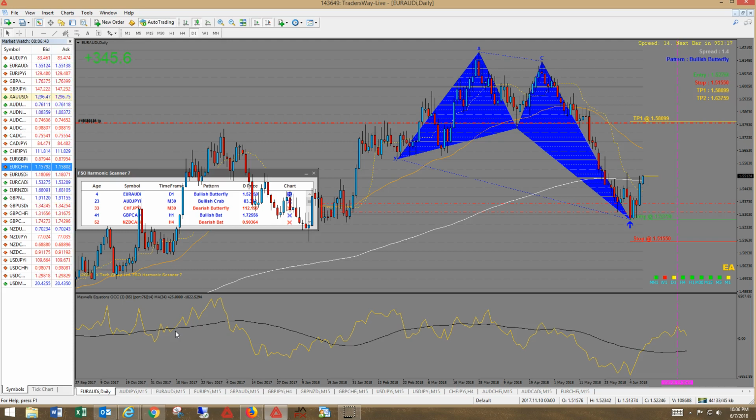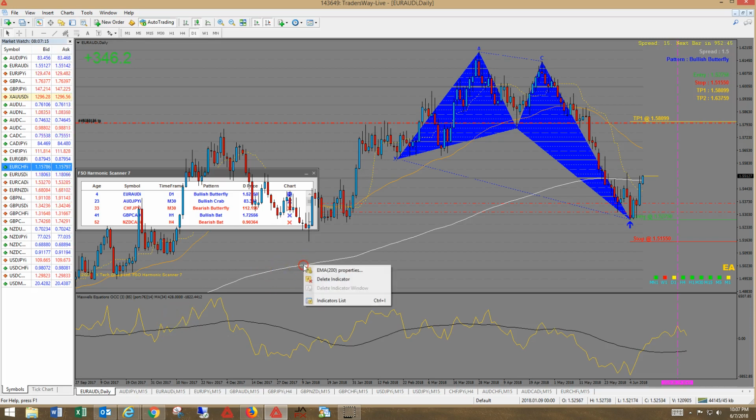Now, it was just brought to my attention, I think a few days ago, that there was an update. So I just got a hold of the updated version, the FSO Harmonic Scanner 7. And I have it pulled up right now on my screen so you guys can see how it looks. Now I have added some stuff to it, so I don't want you to get confused about what comes with it and what does not.